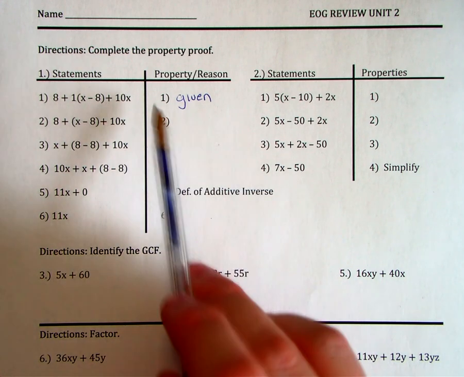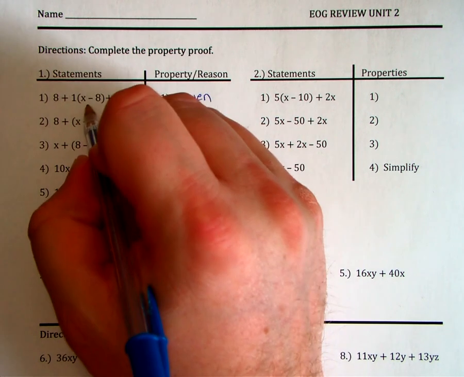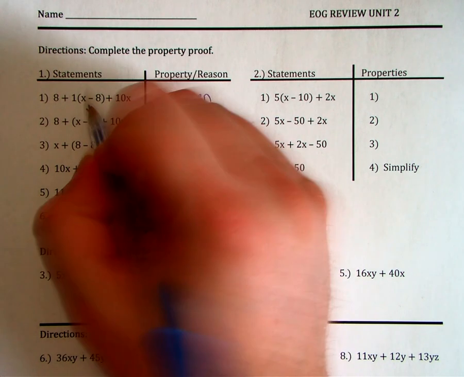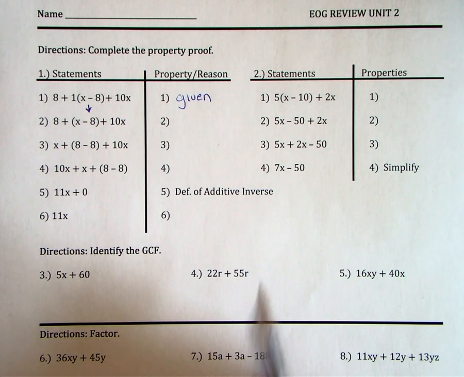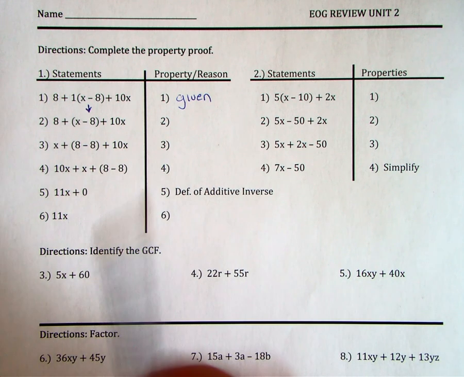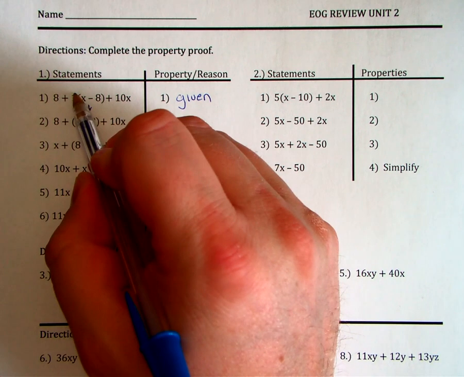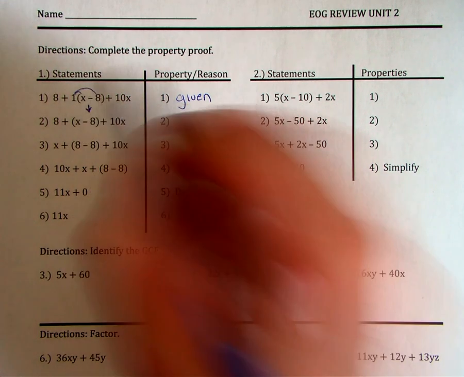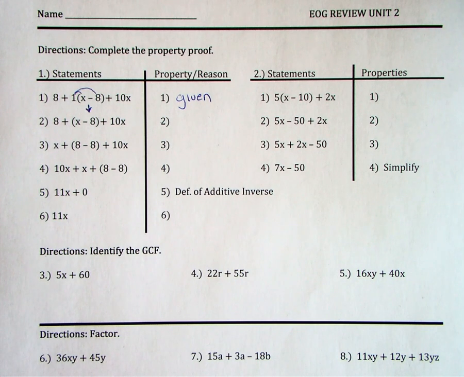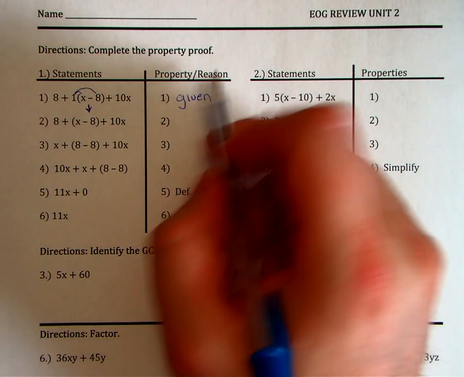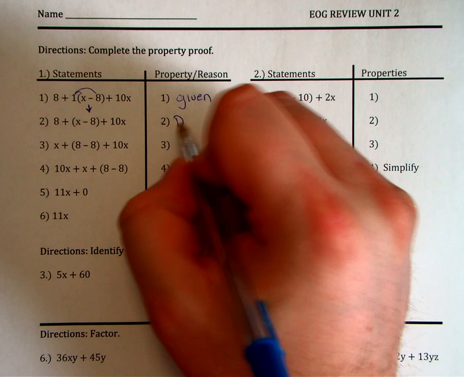So, step 2, we want to know what change took place from step 1 to step 2. And we should realize the only thing that took place that's different is this 1 got distributed to both terms inside the parentheses. And so we do have a property for that. We call that distributive property.